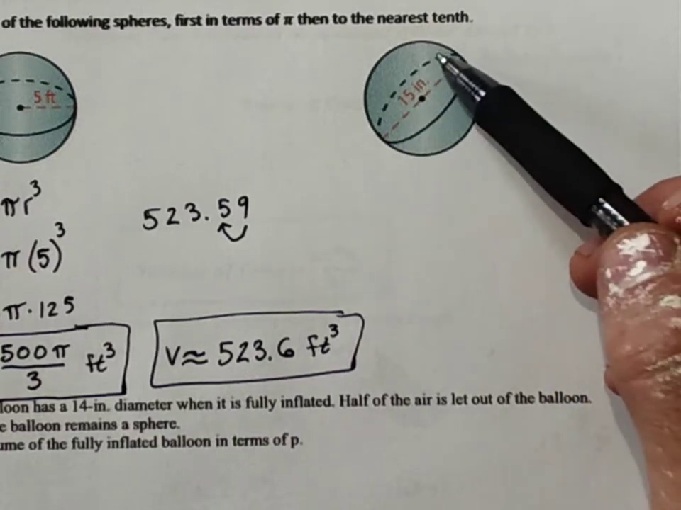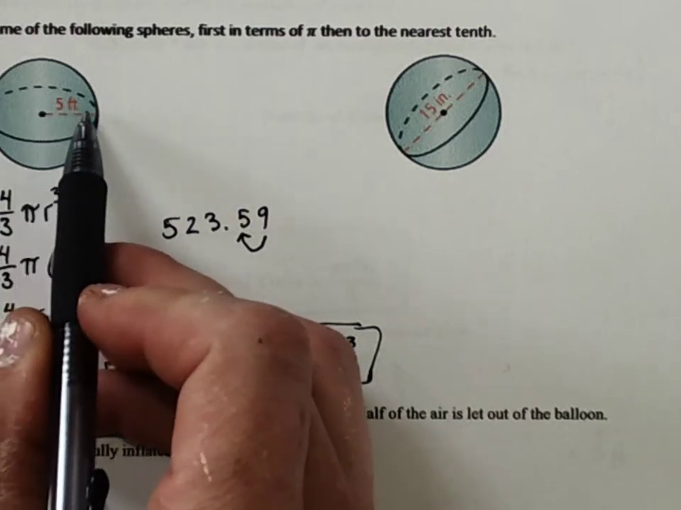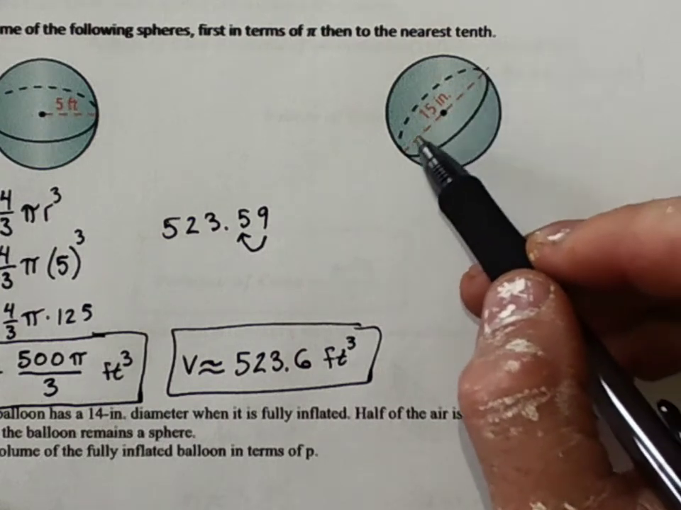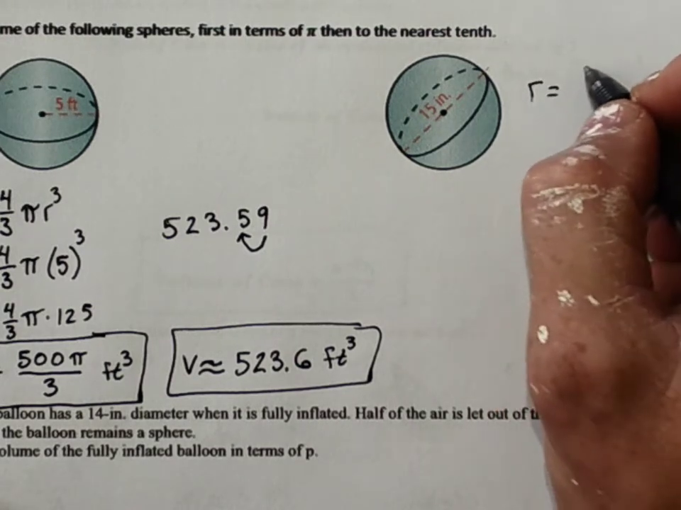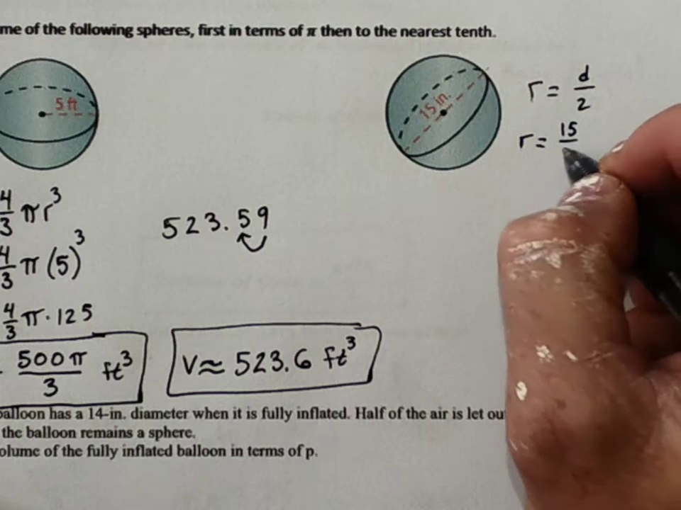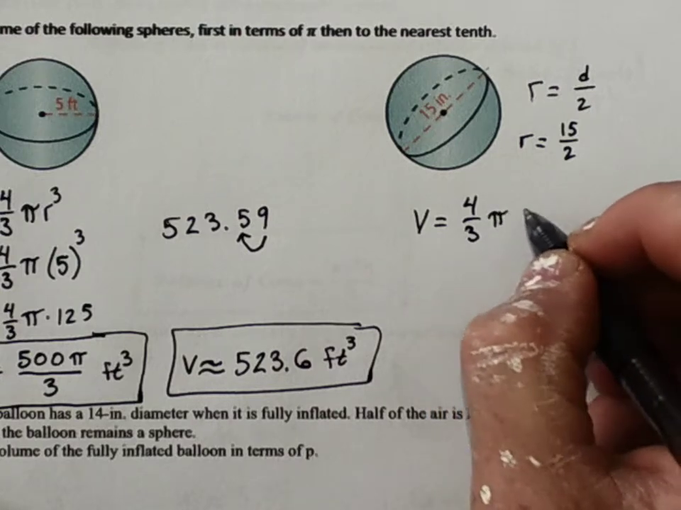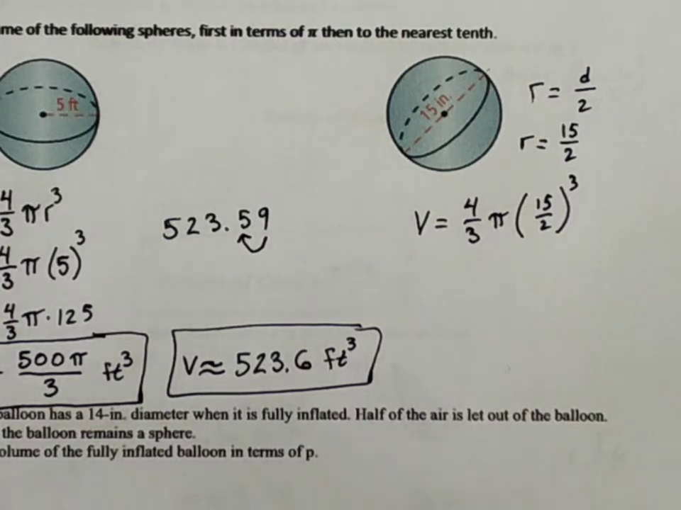This is a little bit different because instead of giving us the radius, from the center of the sphere to the edge, they give us the diameter. They go edge to the center to the edge. That's called the diameter. So if the diameter is 15, the radius equals the diameter divided by 2. So the radius is going to be 15 divided by 2. So we have volume equals 4/3 pi r, which is 15 over 2, cubed. So you take 4/3, which is 4 divided by 3, and we multiply that by 15 divided by 2 cubed.